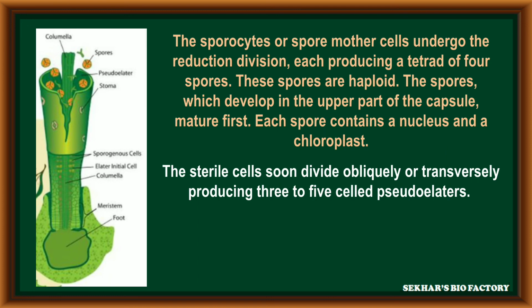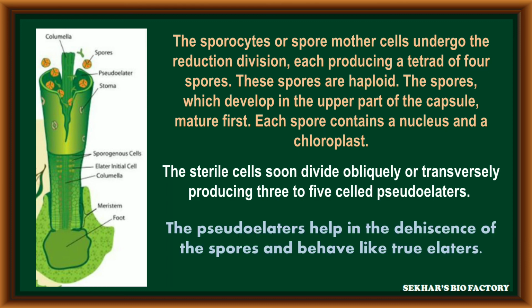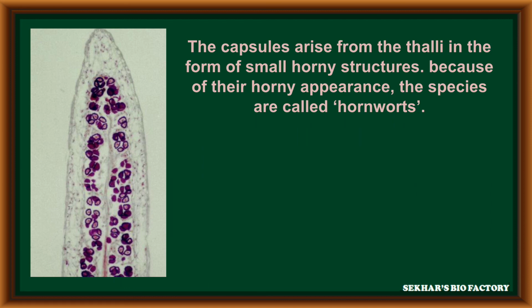The sterile cells soon divide obliquely or transversely to produce 3 to 5 celled pseudo-elaters. These pseudo-elaters help in the dehiscence of the sporangium. Now the spores are released to the outside. At this time the pseudo-elaters behave like true elaters. The capsule arises from the thallus in the form of a small horny structure. Because of this horny appearance, these members are named hornworts.